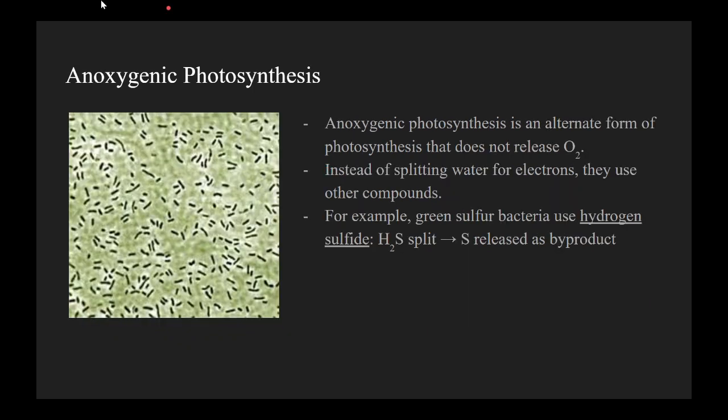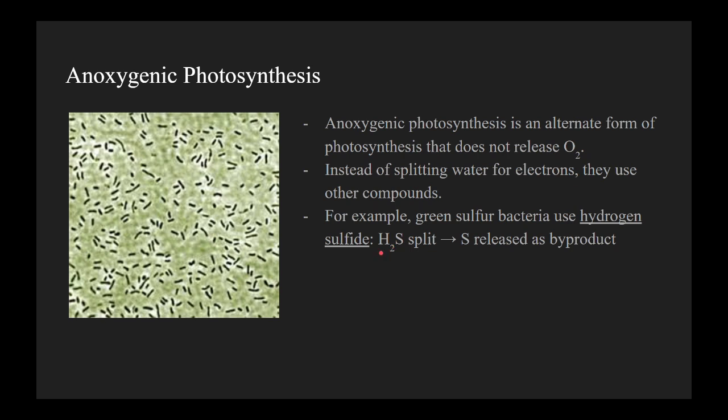Then we also have anoxygenic photosynthesis, which, as you can imagine, is an alternate form that doesn't release O2. So now, instead of splitting water into electrons, protons, and oxygen, these specific types of microbes use different compounds. For example, there's this class of bacteria called green sulfur bacteria. Instead of water, they use hydrogen sulfide. You can see it's pretty similar. Instead of H2O, we have H2S, right?